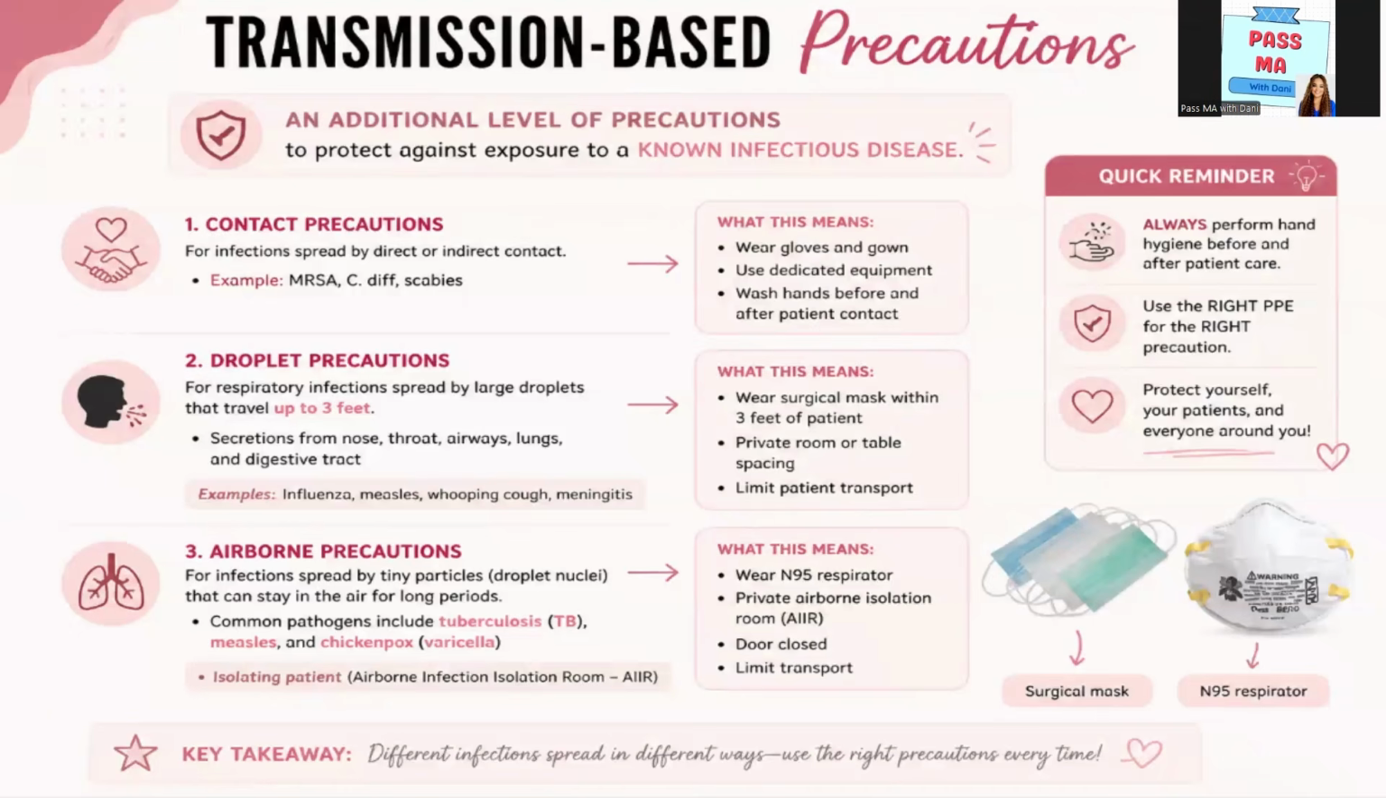So here's the easiest way to remember this. Contact is touch. Droplet is close range. Think of 3 to 6 feet. Droplets require a surgical mask, and airborne stays in the air. You will need an N95 respirator. No matter what precautions you guys are using, hand hygiene again is always going to be required. That's something that's never going to change. So the key takeaway here is different infections spread in different ways. Your job is going to be to match the right protection to the situation. This is so crucial, not only for real practice, but again, for your actual certification exam.